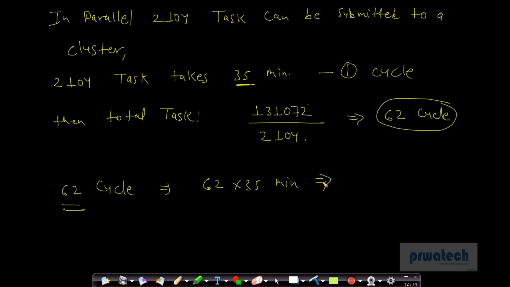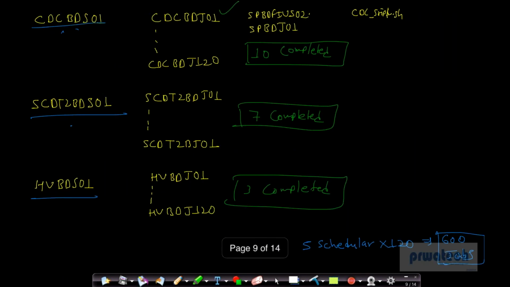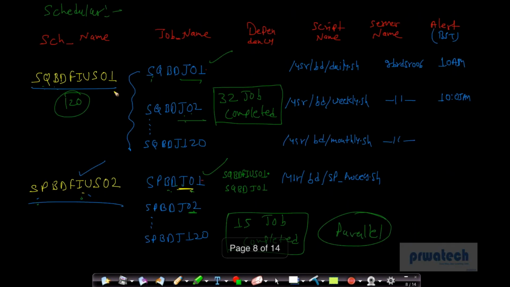62 into 35 is 2170 minutes. If I divide this by 60, this is 36 hours in total. Okay, so 36 hours is the total time taken by our cluster for handling this many jobs. So here we have talked about the total number of jobs and the scheduler and their dependency, how the job and scheduler will depend on each other.